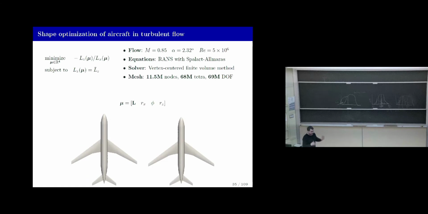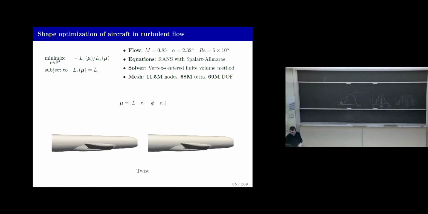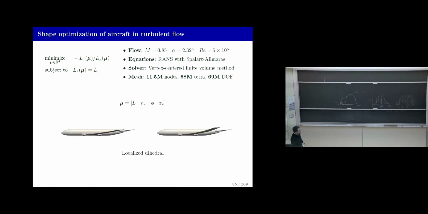So how does this work on a bigger problem? Now we're going to look at shape design of this airfoil here. We're trying to maximize the lift to drag ratio. This is a pretty large problem, with about 70 million degrees of freedom. We have 4 shape parameters. We have the length of the wing, and some localized sweep. You can see that one's swept back more than this one. You have twist, and then some localized dihedral, which controls how much the wing pitches up toward its tip.